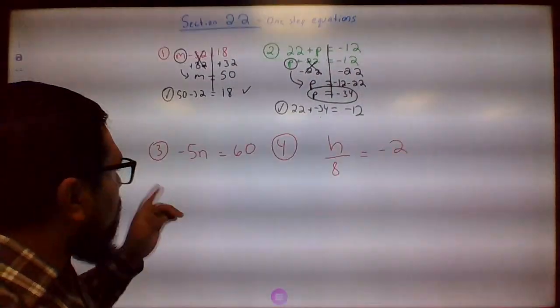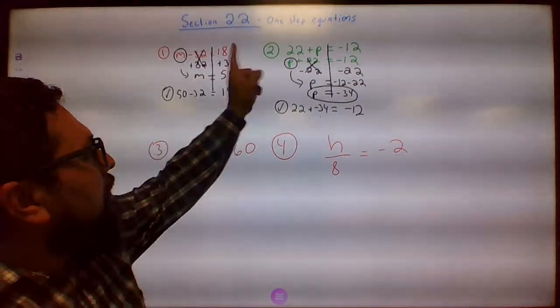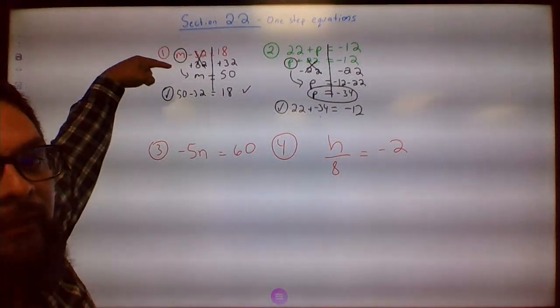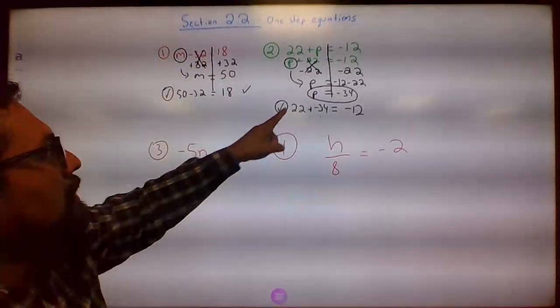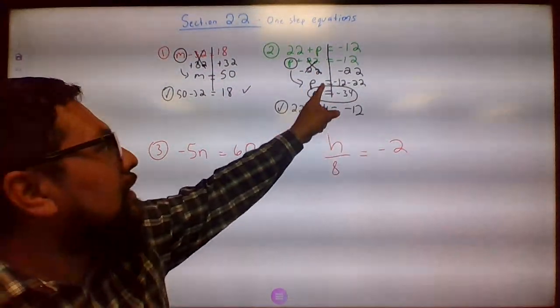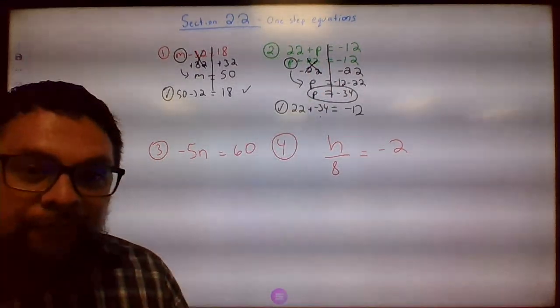All right, so now we have example 3 and example 4. We just did these two. This one used the addition property of equality because you had to add to solve it. This one, you had to use the subtraction property of equality because you had to subtract to solve it. Now, these two problems are a little different, okay?